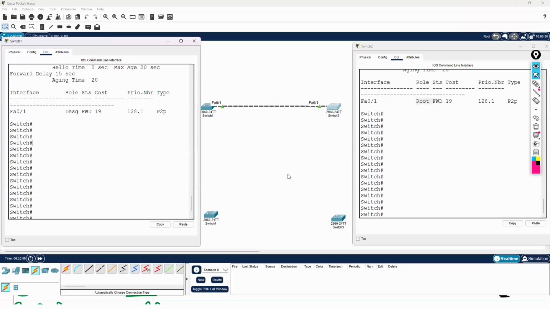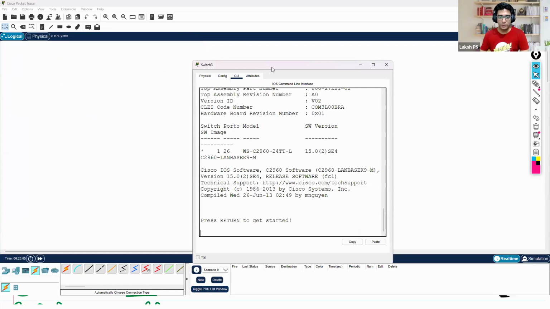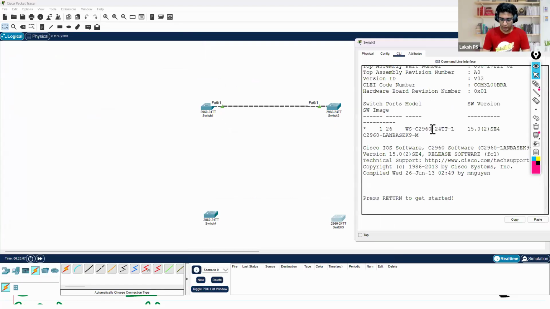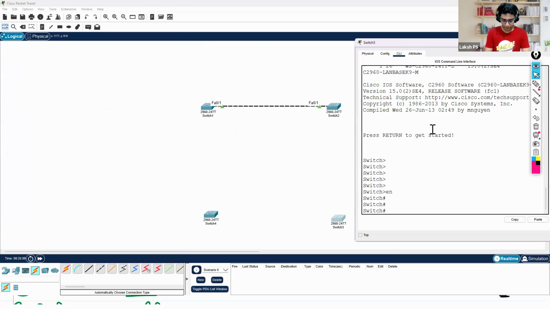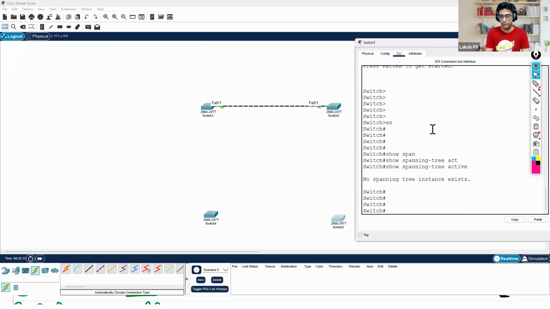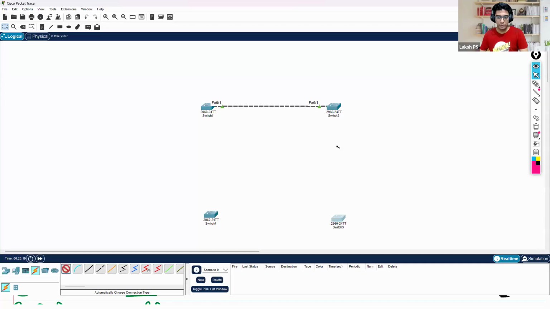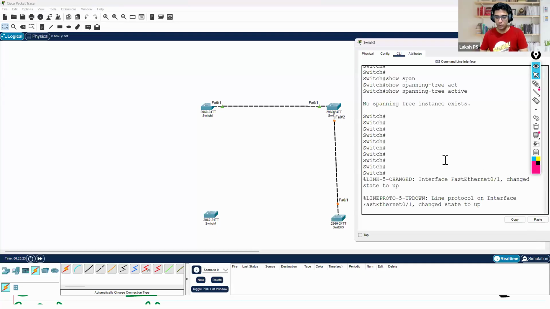Yeah, clear. Now let's go to switch number three and execute the same command: show spanning tree active. We will see there are no spanning tree instances as of now. But the moment I connect this interface, switch 2 with switch 3, we will start seeing some output.